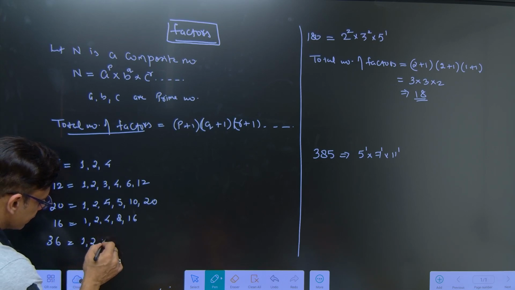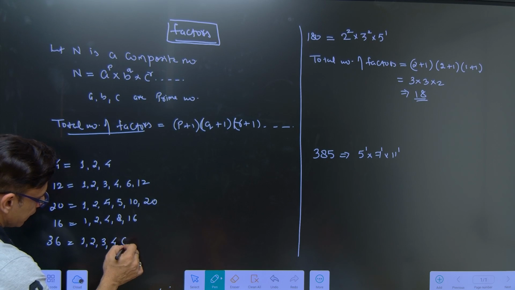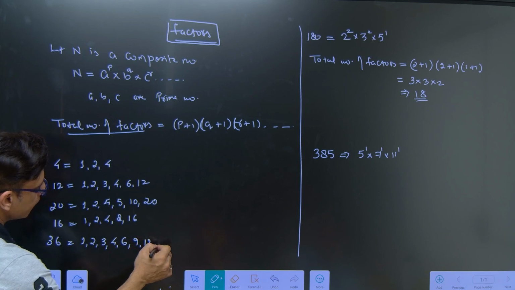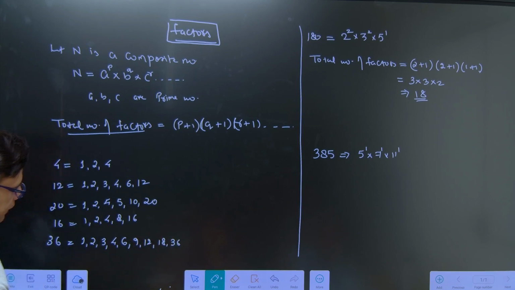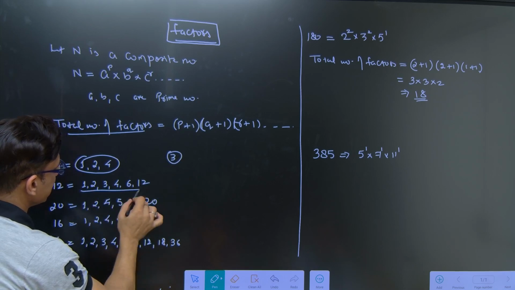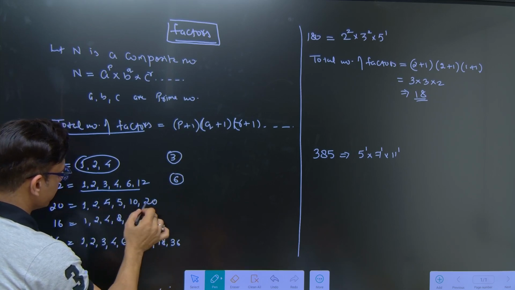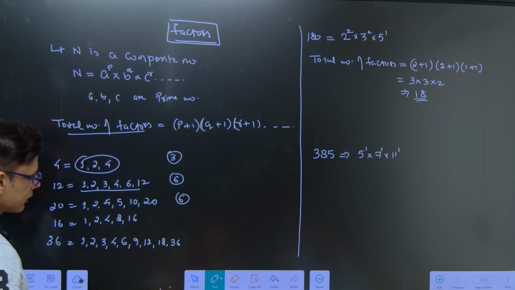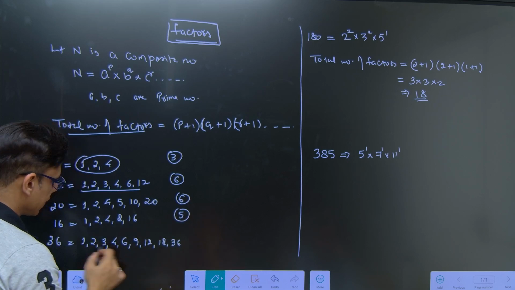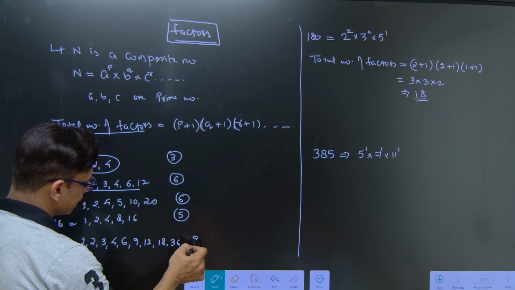1, 2, 3, 4, 6, 9, 12, 36, right? Now 4 has how many factors? 3. 12 has how many factors? 6. 20 also has 6. 16 has how many factors? 5. And 36 has how many factors? 9, right?